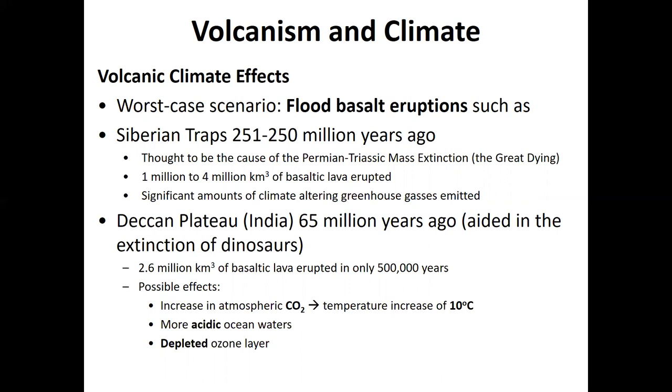Over the course of a couple million years, 1 to 4 million cubic kilometers of basaltic lava erupted. And with it came large amounts of climate-changing greenhouse gases, such as CO2 and sulfur dioxide, and that caused a significant warming of the climate over the course of a couple million years and acidification of the ocean. This happened again 65 million years ago.